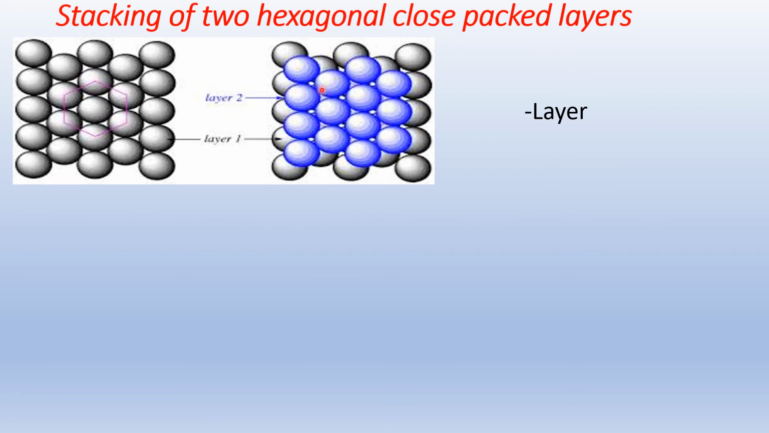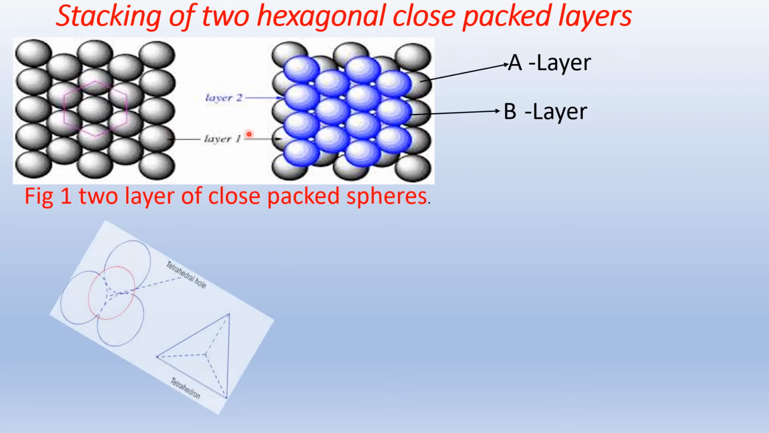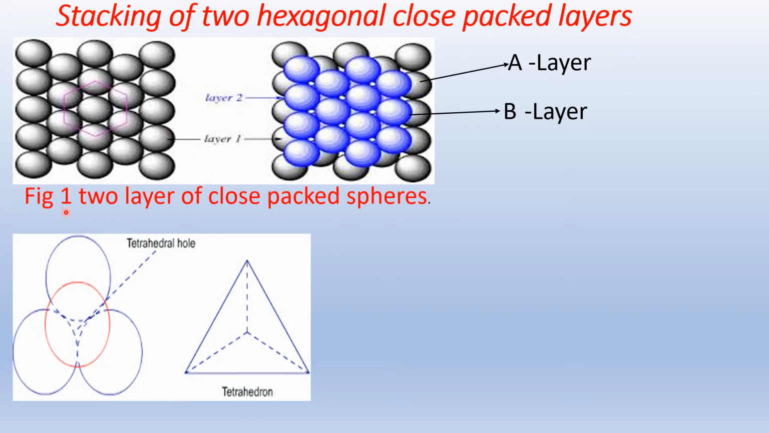Next we continue discussing the stacking of two hexagonal close pack layers. This first diagram shows two layers of close packing spheres. Here we have the first layer, second layer and third layer. The first layer is the same as the third layer, which means the AB type layers are arranged alternately.